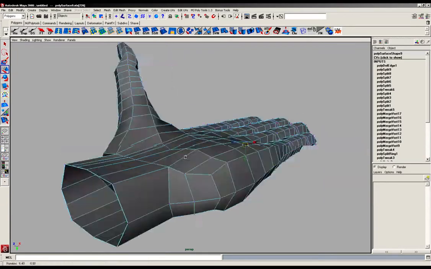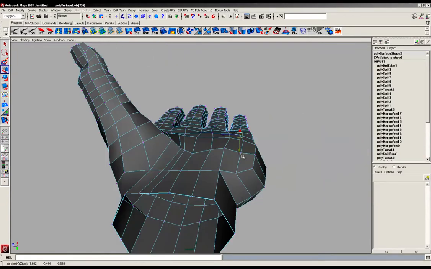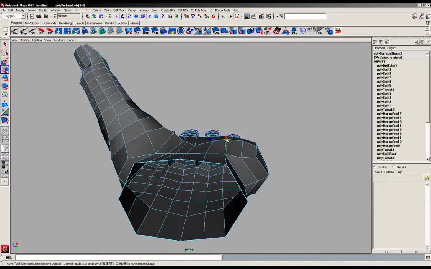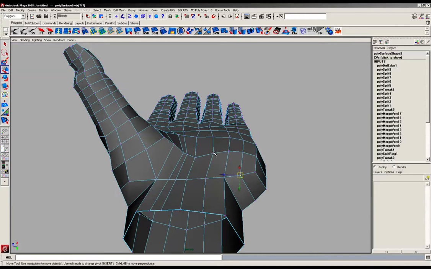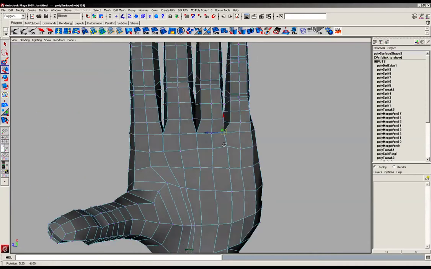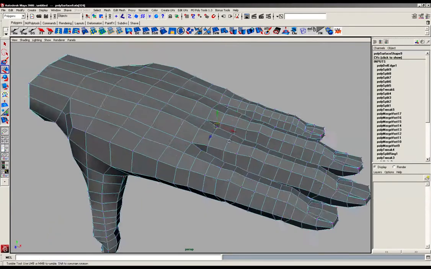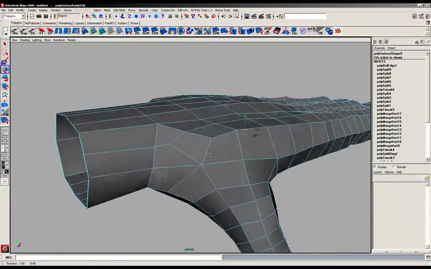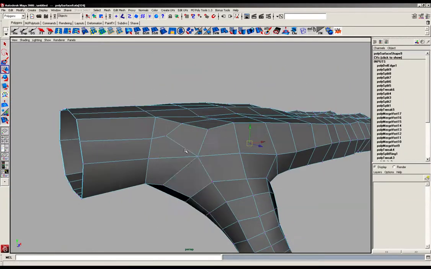Okay, that's not looking too bad. So we just need to go around and have a look at that little bit of geometry on the top that we left a minute ago. Okay, so that's not bad, looking pretty good. Okay, so it's just this small part here. I'm not happy with this at all.